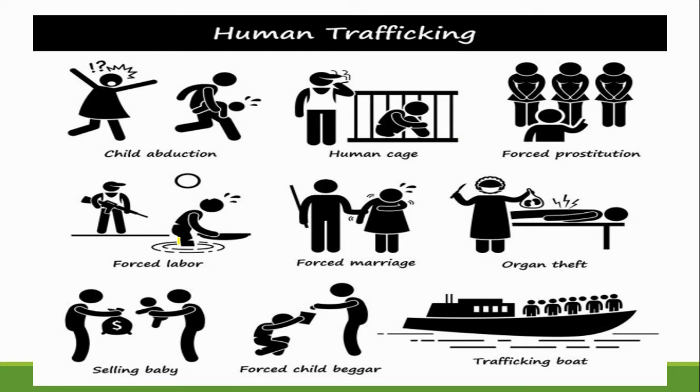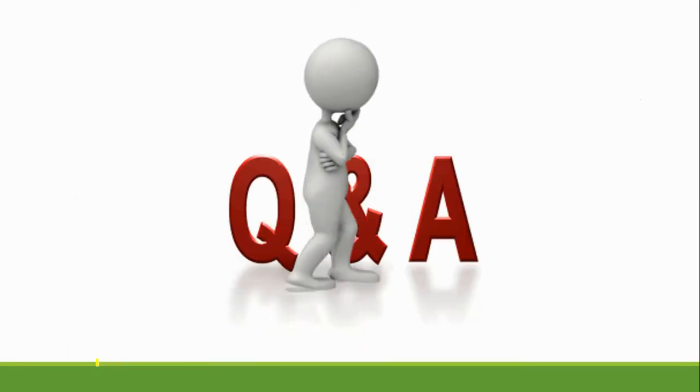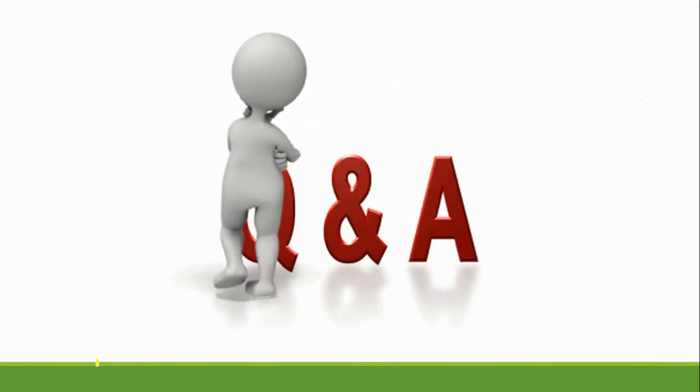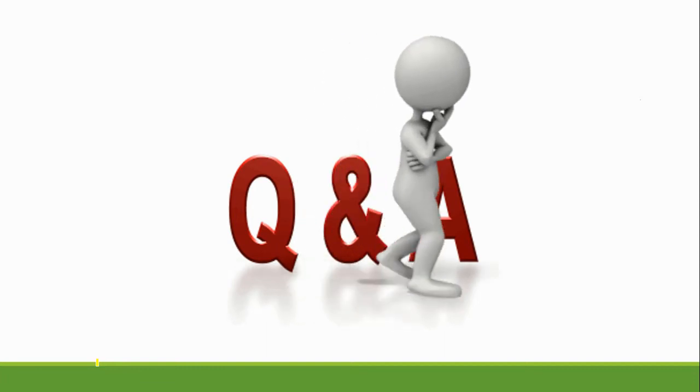So in a nutshell, ito yung human trafficking, no? Abduction of a child, forced labor, human cage, gawa kang slave, no? Human cage, forced prostitution, okay? Prostitute, forced marriage, organ theft, organ removal, sa fishing industry, forced labor yan, forced child beggar, and selling of babies. Ito yung mga form of human trafficking. So let's answer some questions, no, in application of what we have discussed.